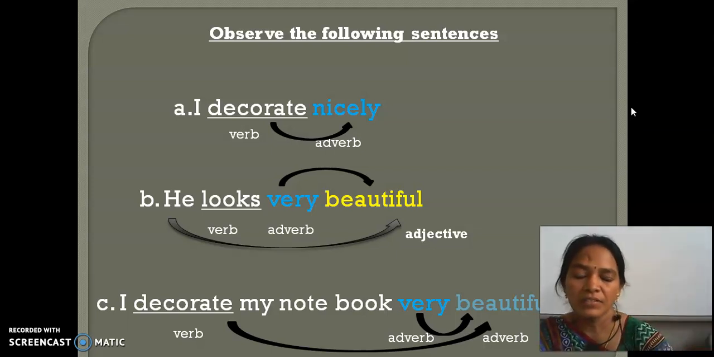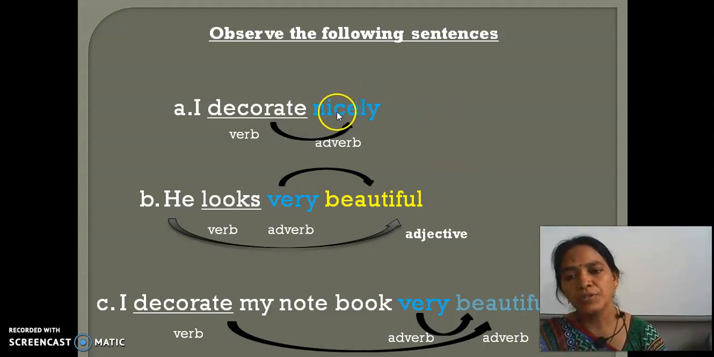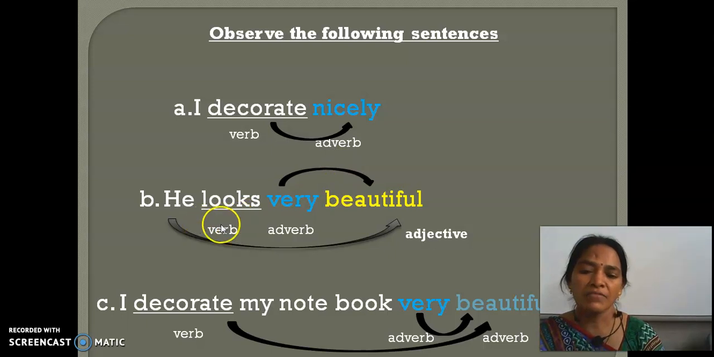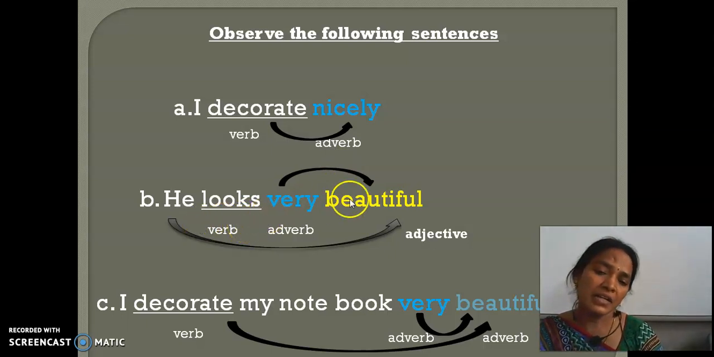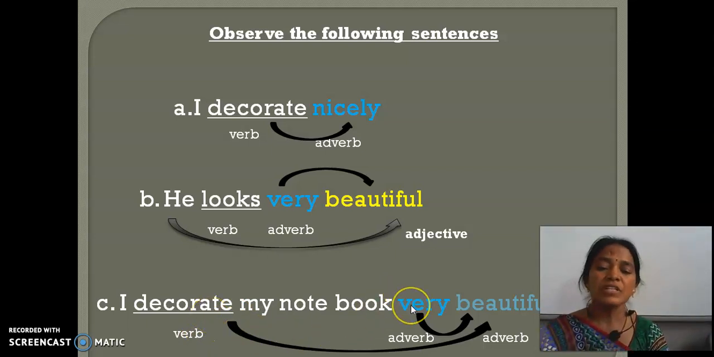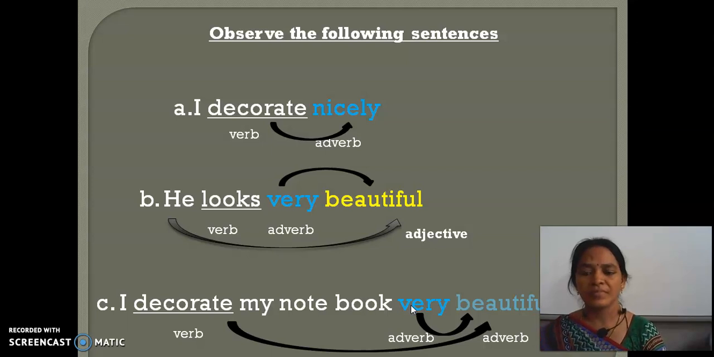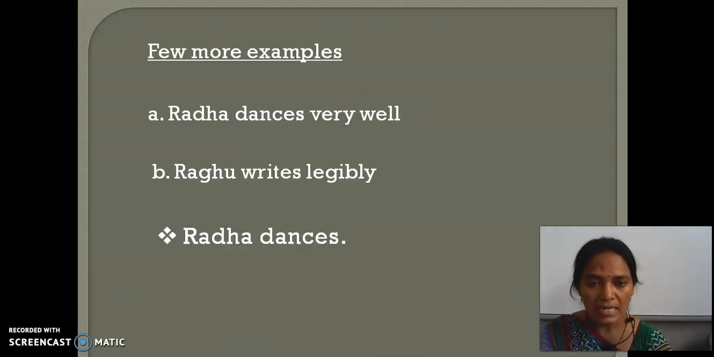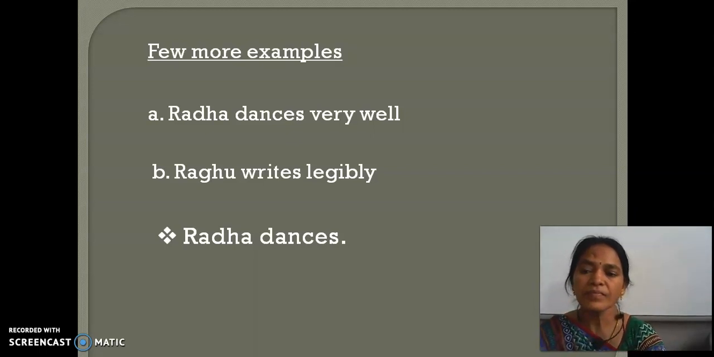And this is the third function of your adverb. Adverb decorates. The first one you see: adverb adds meaning to a verb. Adverb adds meaning to an adjective. Adverb again adds meaning to its own self. I hope you have understood. Let us see a few more examples.